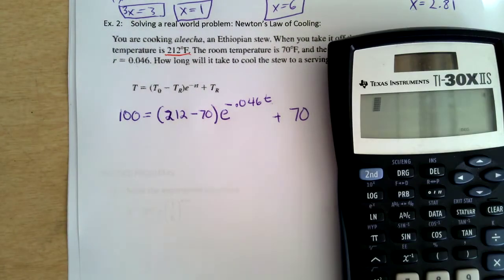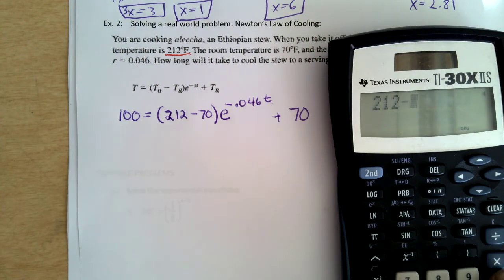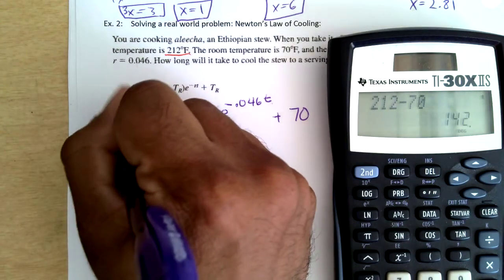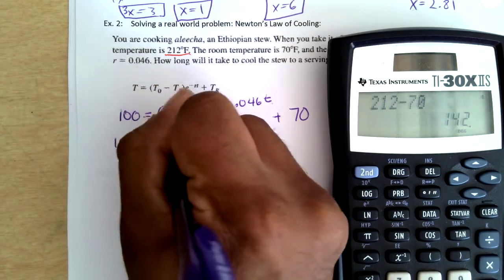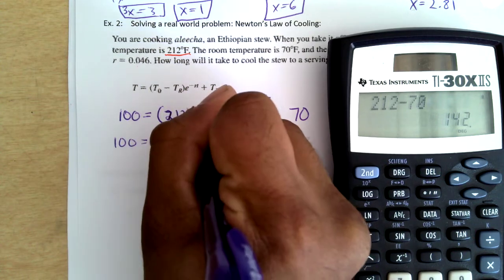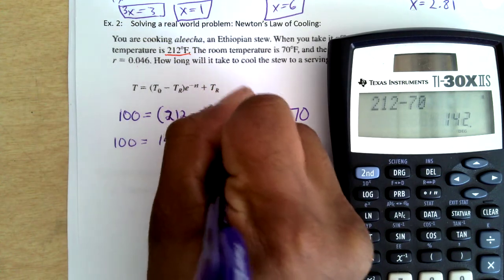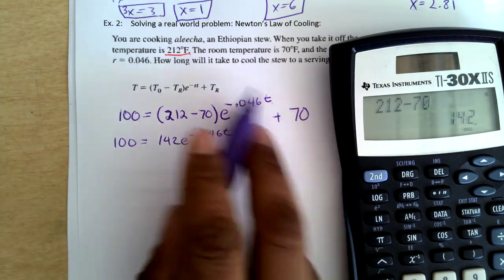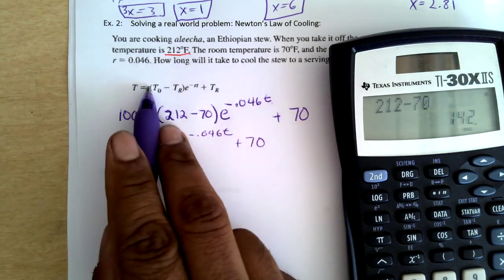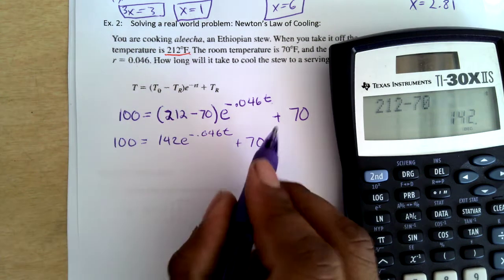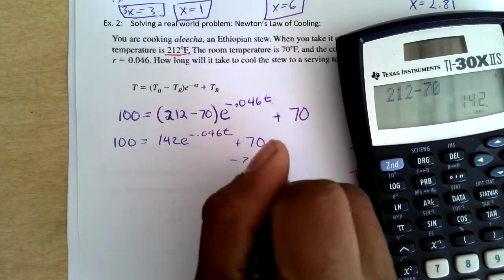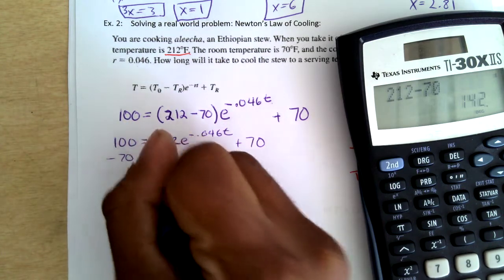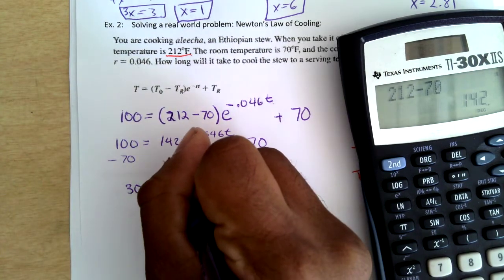Again, I'm going to bust out my calculator. I'm going to be ready for that. So I got 142. So I have 100 equals 142 e to the negative 0.046 t plus 70. Sometimes this T of r is in the front of the equation, but I actually kind of like it on this side because it makes it clear that I'm just going to go ahead and subtract that. So I'm just solving this like a regular equation.